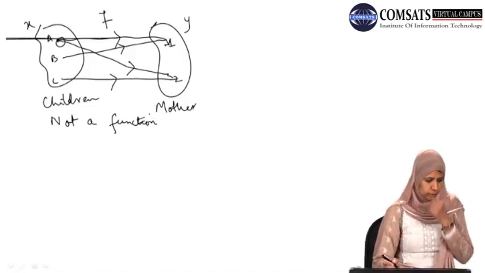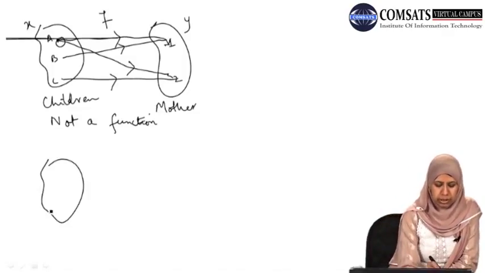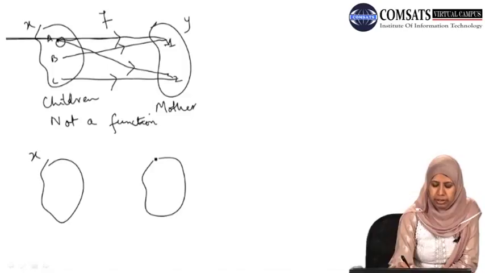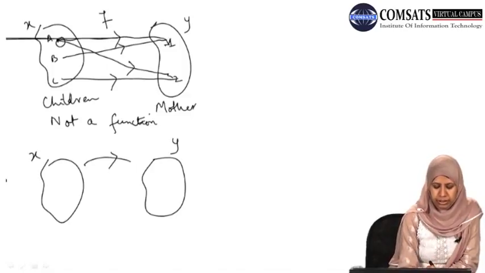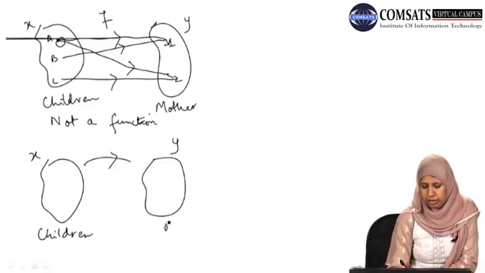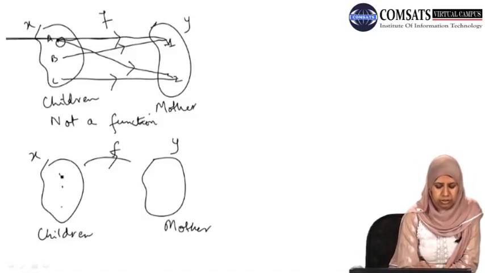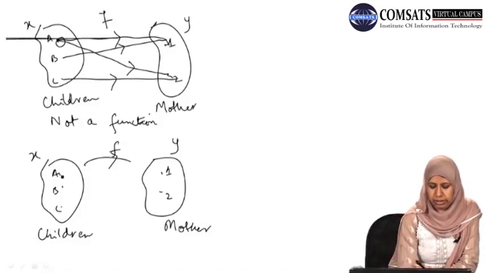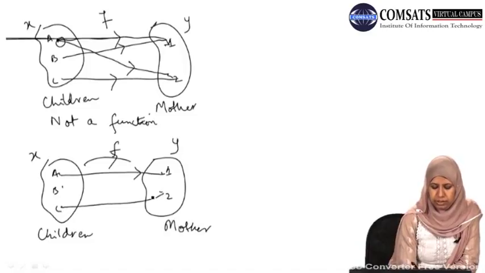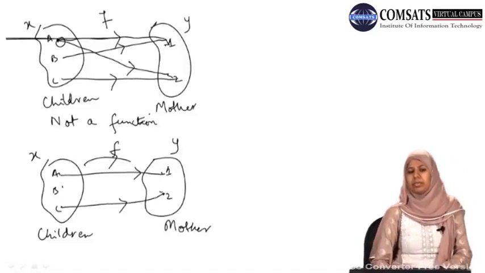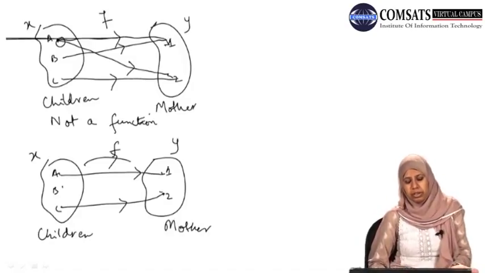Okay, one more time, just to make it clear, what do we mean by a function? We have a set of inputs x again as children, a set of outputs y as mothers. Our rule is, if we have 3 children and 2 mothers, we call them A, B, C and 1, 2. Child A is assigned to mother 1. Fine. Child C is assigned to mother 2. Fine. So does this mapping diagram represent a function?